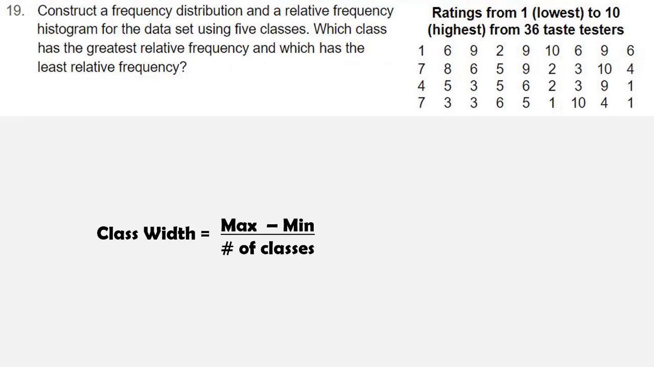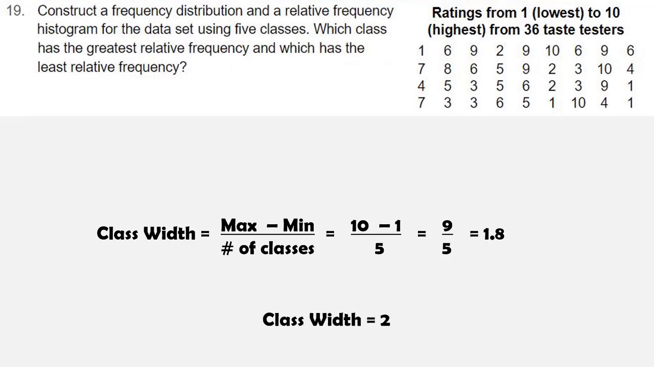The highest value we see here from our 36 data values is 10, and the lowest is 1, so this is going to be 10 minus 1 divided by 5. 10 minus 1 is 9, and 9 divided by 5 is 1.8. Remember that for class width, we always round up to the next highest integer, so the class width is 2.